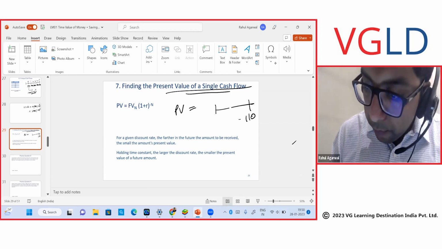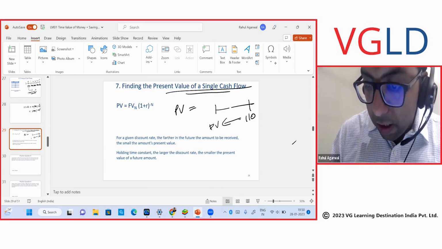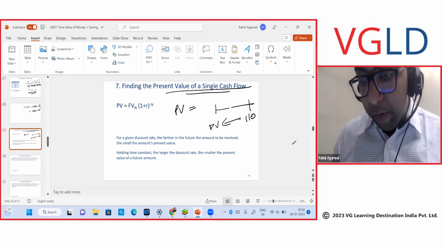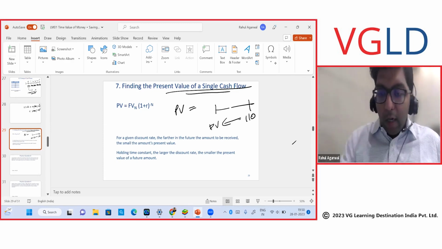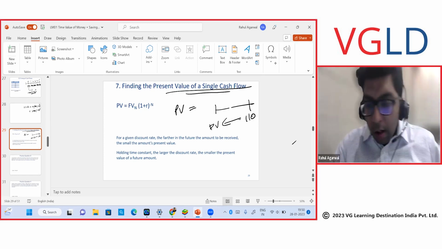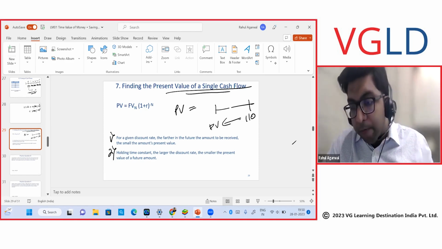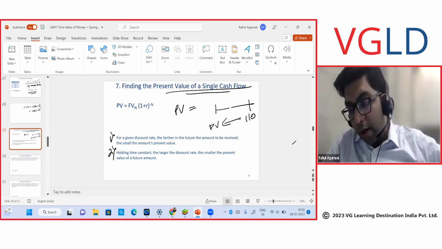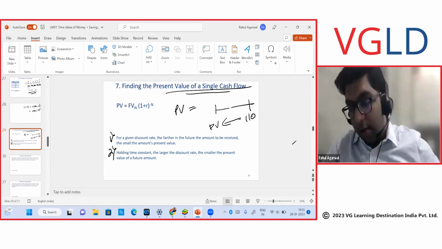So this is 110. You want this to calculate the present value. So what is the present value of a single sum? How much is 110 today if I discount it back by 10%? So we have done this multiple times. Now point what I want to discuss here is that there are 2 points written here. For a given discount rate, listen to this carefully. For a given discount rate, the more far in the future the amount to be received, the smaller the amount's present value. That means the later you pay me, the present value will be lesser.